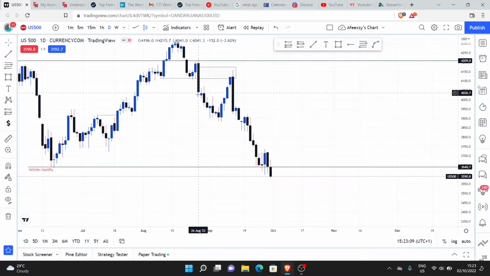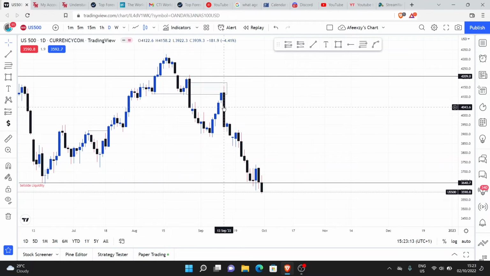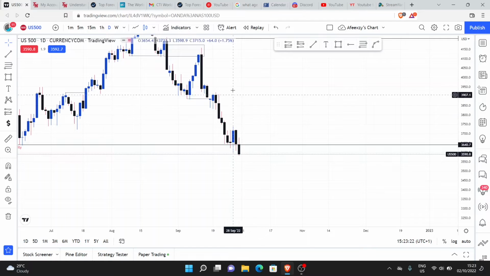There's a change of structure here. Then after that we have been clearing the lows here. There's also a bearish structure change here, and now we are still clearing the lows.